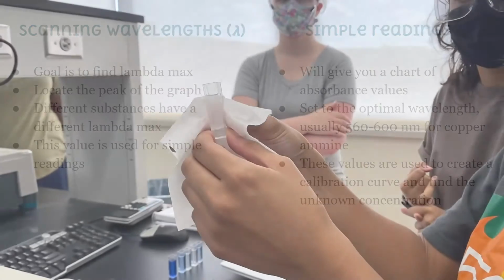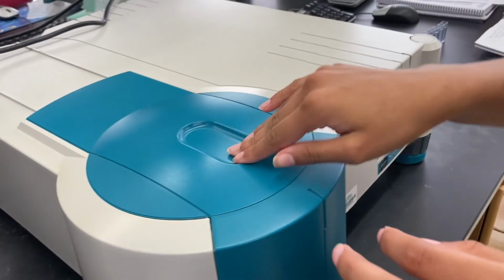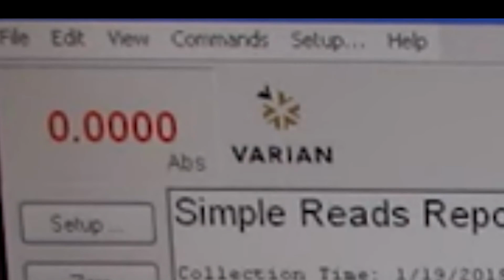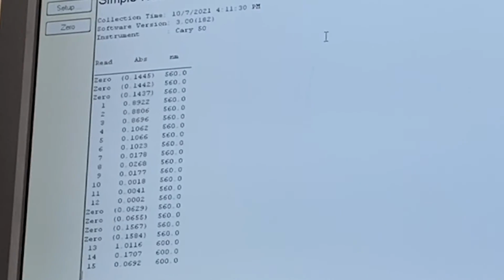Before beginning your scans and simple readings, make sure to use the blank solution to zero out at the appropriate times. Clean both sides of your stock solution using a lab tissue and place it in the spectrophotometer and press the start button. Looking at the scan result, we can see that the peak is anywhere between 560 and 600 nanometers.